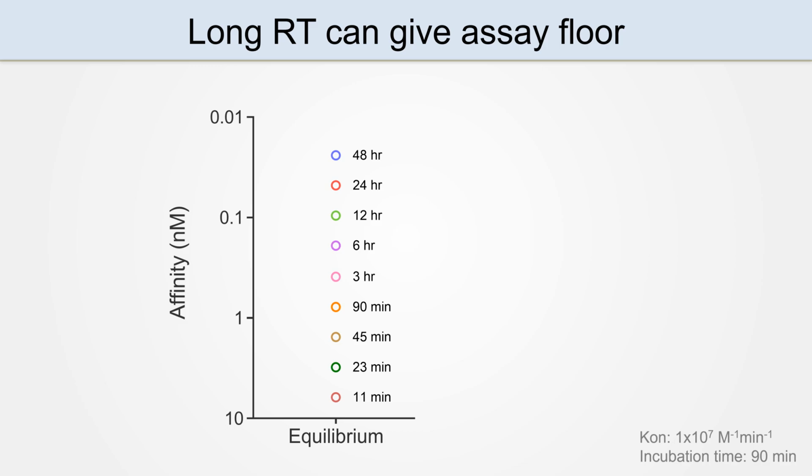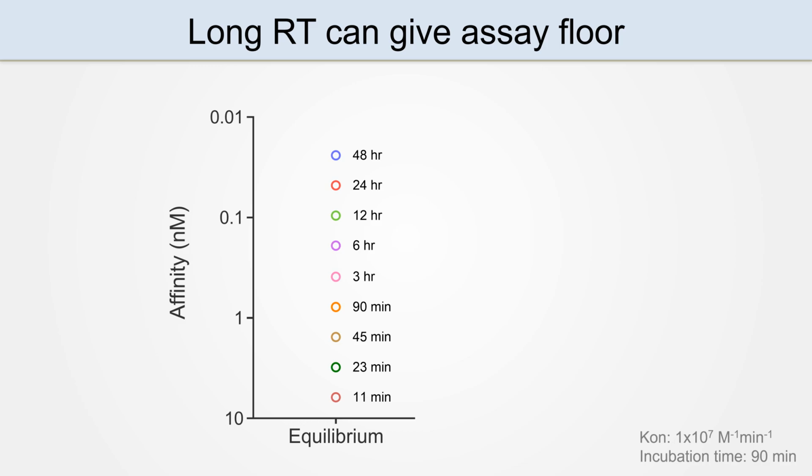Now this is just a single compound. What happens when we have a range of compounds with a range of residence times? It turns out this underestimation of affinity is dependent on the residence time of the compound. Here we're going to simulate this.